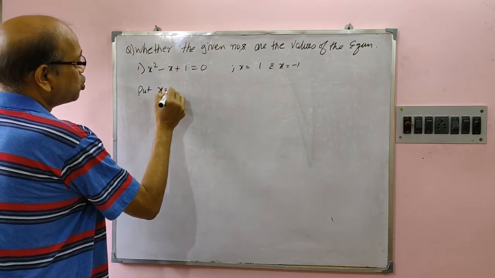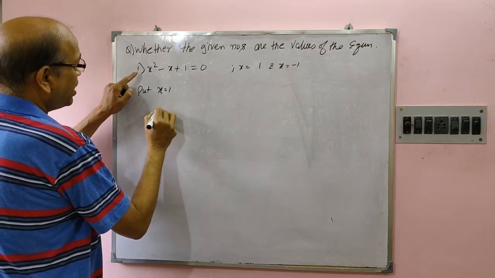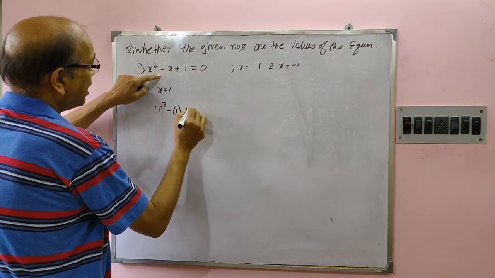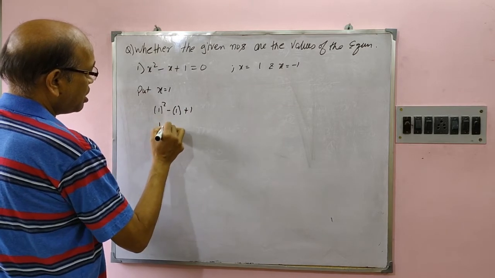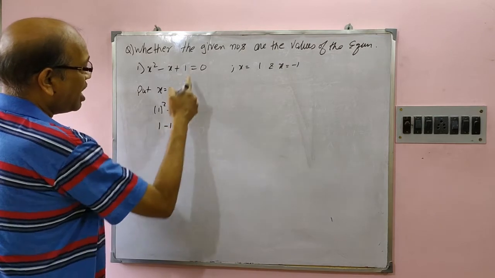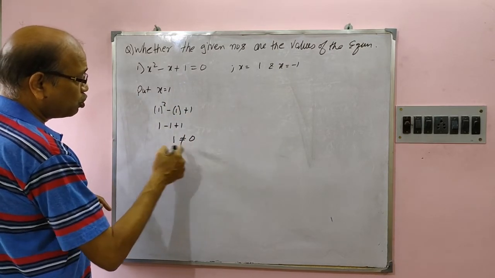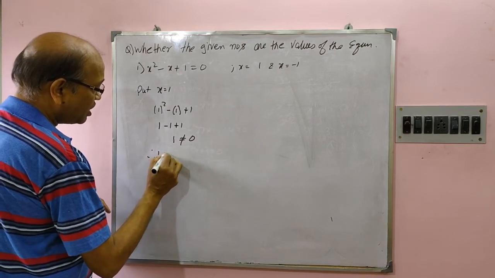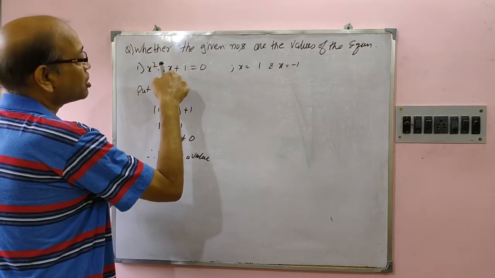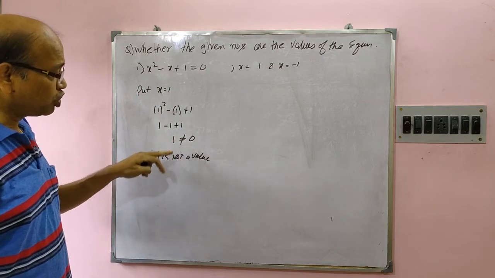Now let us put x equals to 1 in this equation and see. So what I get here? x square, that means 1 square minus 1 plus 1. So 1 square is 1, minus 1 plus 1. This is equal to 1, and is it equal to 0? No, it is not equal to 0. Therefore 1 is not a value of this equation. Had it been equal to 0, we would have said so.